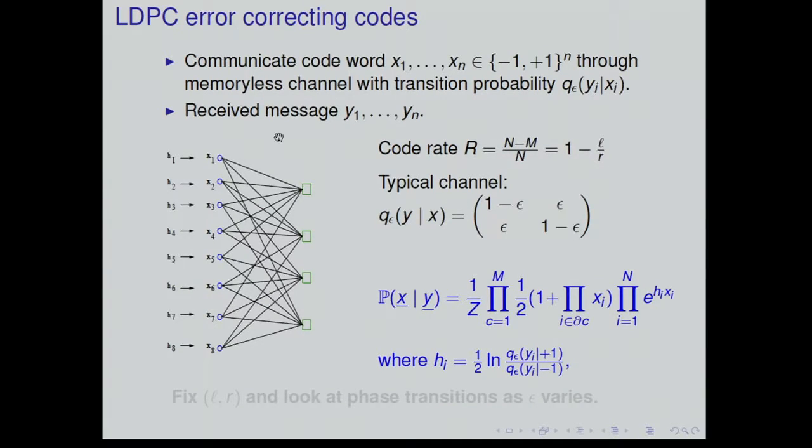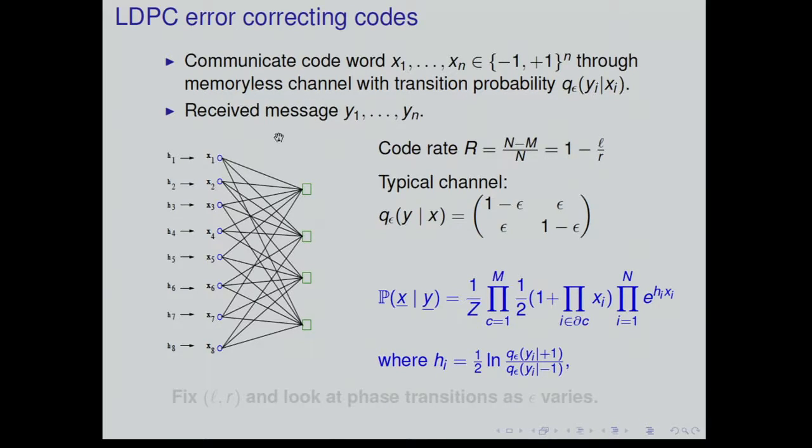Okay, so Rudiger briefly explained what is an LDPC code, and also what's the problem of communication through a memory-less channel, but let me briefly set up the notation here. So LDPC stands for low density parity check. So you want to communicate a code word x1 through xn, which takes values in plus minus 1, and you communicate this through a memory-less channel. So that makes a transition between the code bit xi that you send and is received as a symbol yi. Q epsilon here is the transition probability matrix.